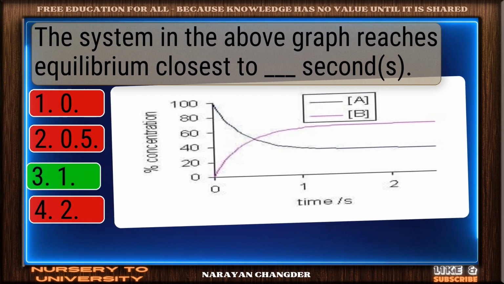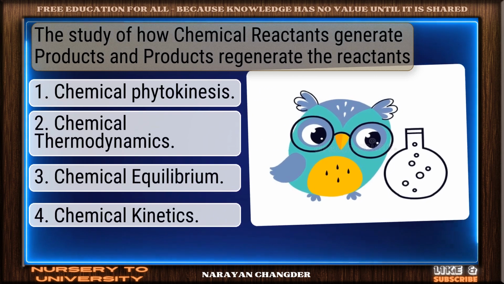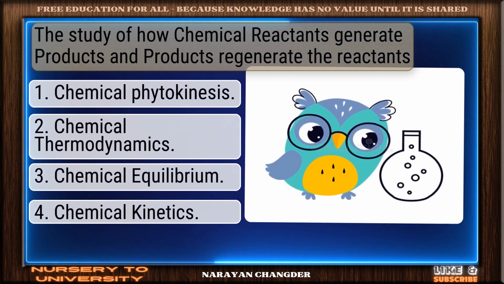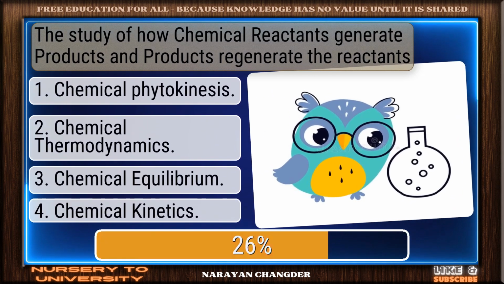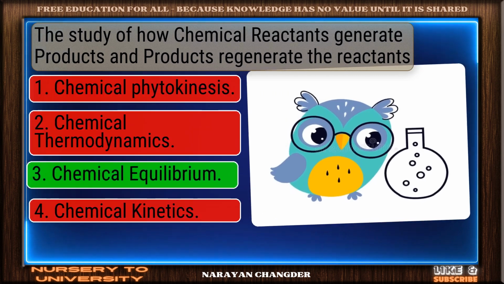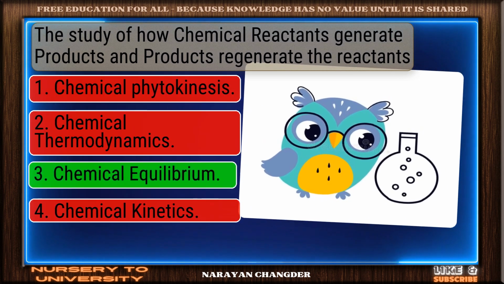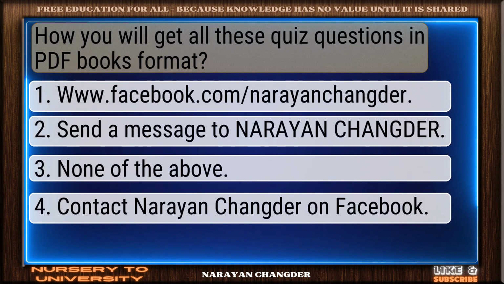Thoughtful answer, 1. The study of how chemical reactants generate products and products regenerate the reactants. Commendable response, chemical equilibrium.